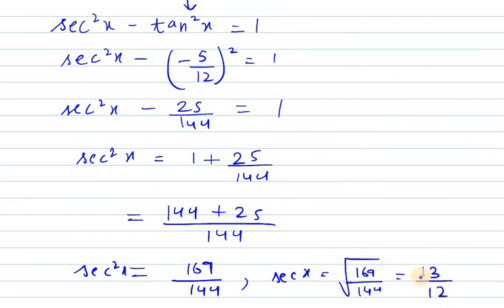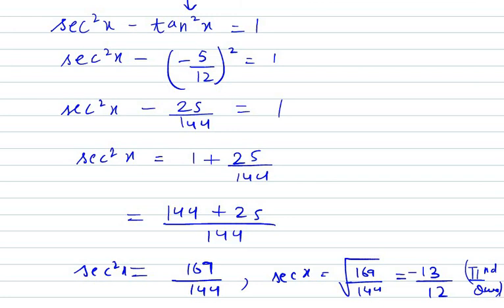Now it must have two values, that is plus minus. But in this case, as we know that x lies in the second quadrant, sec x must be negative here. So it will be negative 13 over 12.